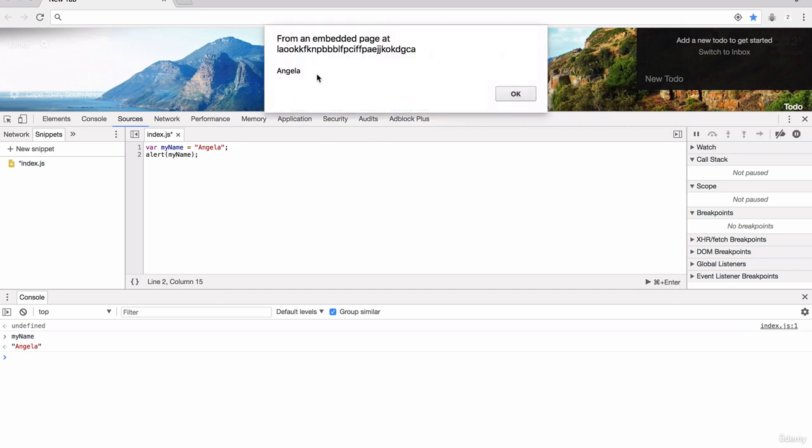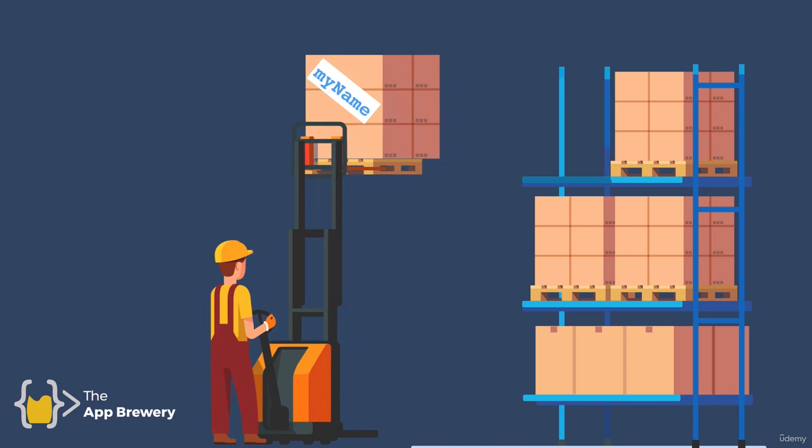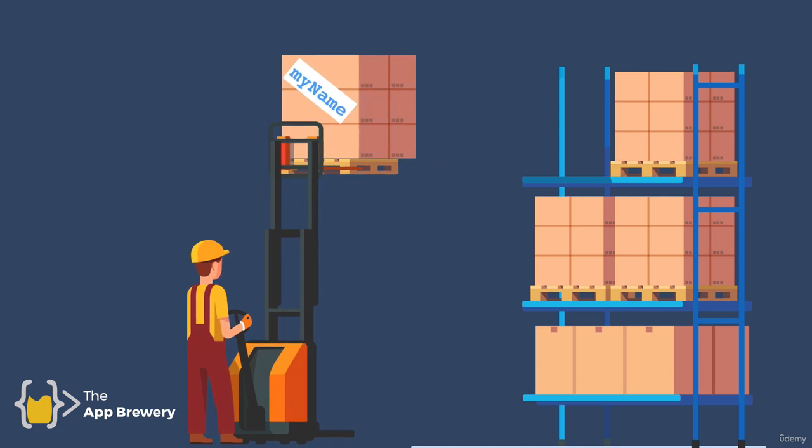And you can see that Angela gets printed because that is the value that's contained inside this variable or inside this box. So it's like going to a shelf where you've got lots of storage boxes and pulling out the box that's labeled my name to discover what's contained inside, which is the string Angela.